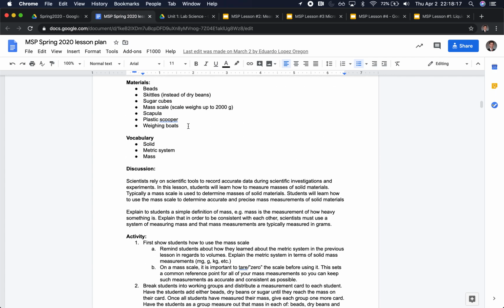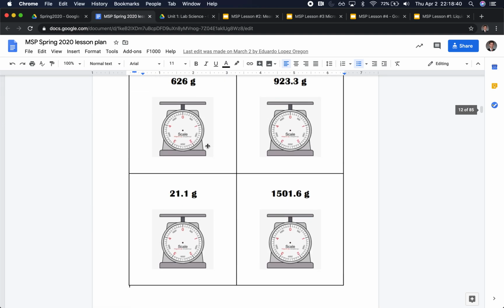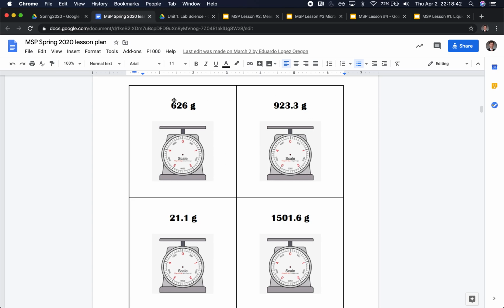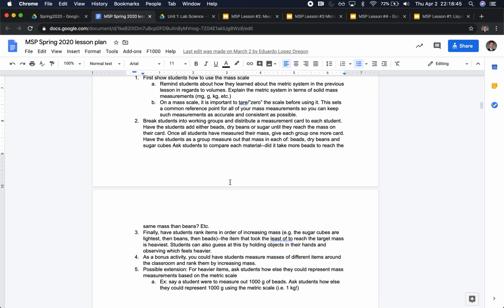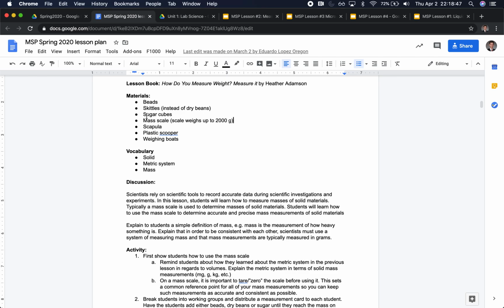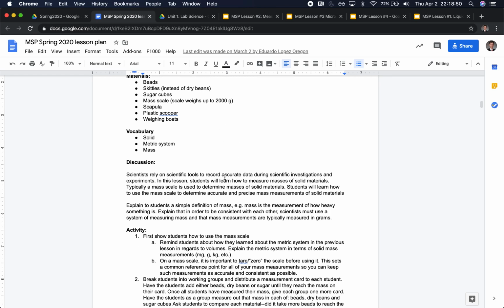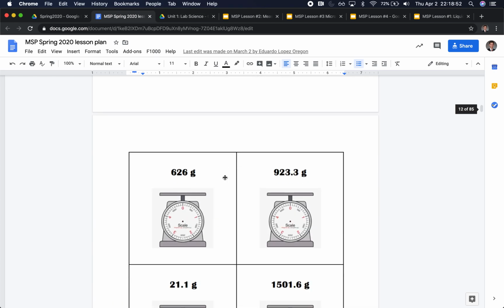When I did this, I only had, I think, 2 mass scales. So I made it a competition. I split the room up in half, and I called students up 1 by 1 or 2 by 2, just to get it to go faster. I had them do a competition for who could reach the target mass with these papers. These are the target masses that you give them. Who could reach it the fastest and be the most accurate. And they're using, again, the beans or the sugar cubes and stuff to weigh.